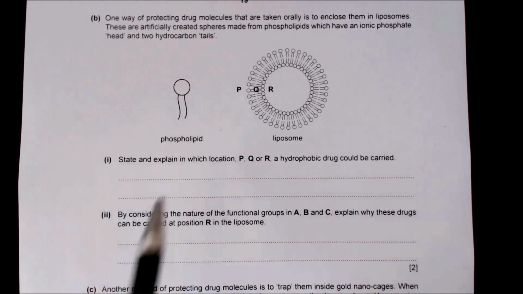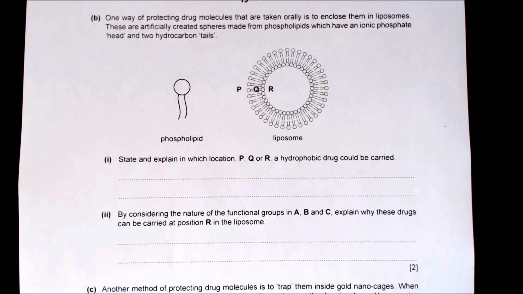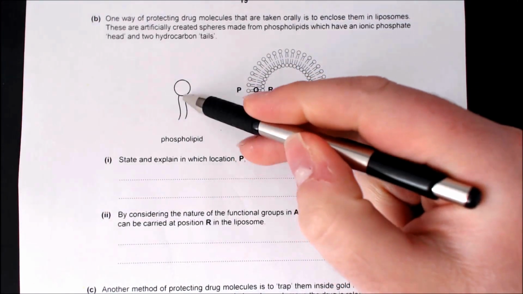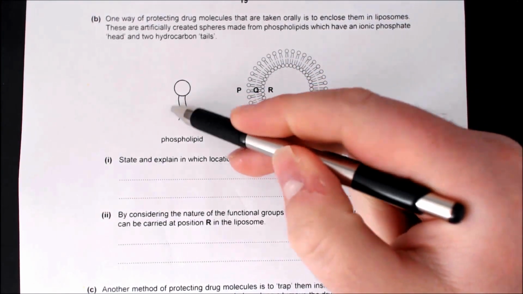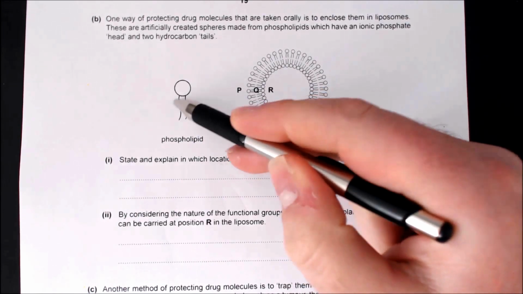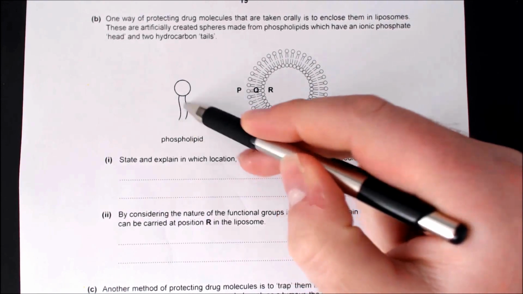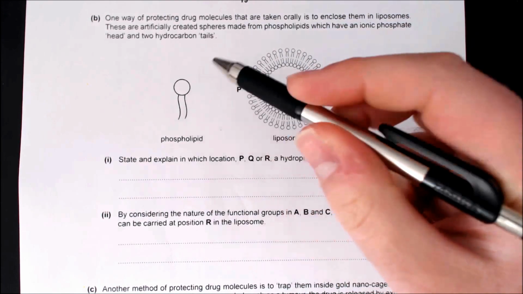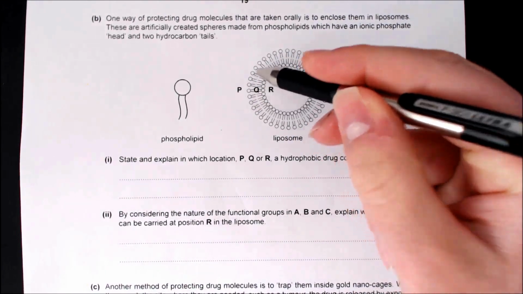Right, so it says, state and explain in which location, P, Q, or R, a hydrophobic drug could be carried. Right, so this drug is hydrophobic, so this would have to sit in a region which is also hydrophobic. On these groups here, the tail is a long hydrocarbon chain. This doesn't dissolve very well in water. In fact, it doesn't. It's pretty much nearly insoluble. It can't hydrogen bond with water, so therefore the tail group of this is classed as hydrophobic. So the drug would have to sit in a region where there's loads of tails, and this is going to be in Q, which is on here.